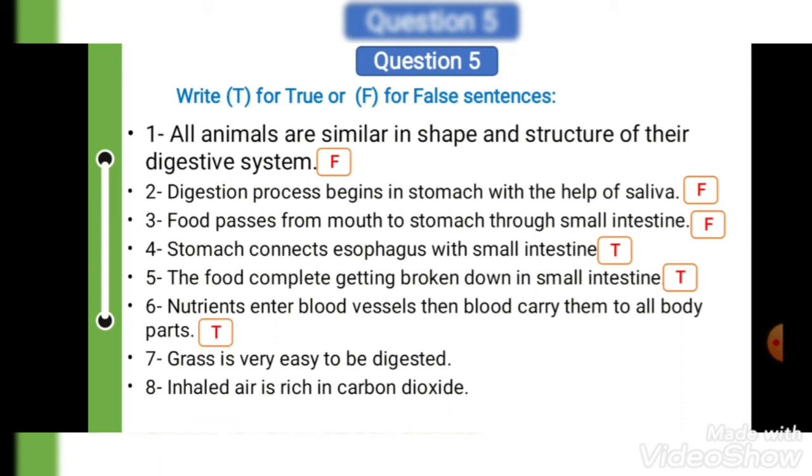So it's true. Grass is very easy to be digested. False. Grass is not easily digested. عشان كده في الدايت بناكل vegetables كتير لأن vegetables they are not easily digested, so they stay in our stomach for a long time. Inhaled air is rich in carbon dioxide. Inhaled يعني in the air comes in is rich in carbon dioxide. No, it's rich in oxygen.